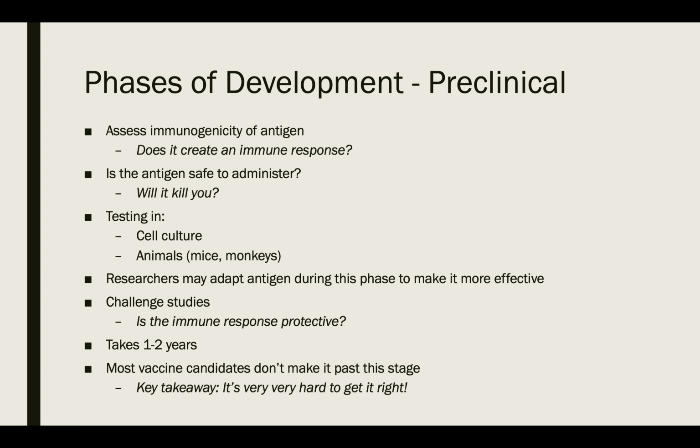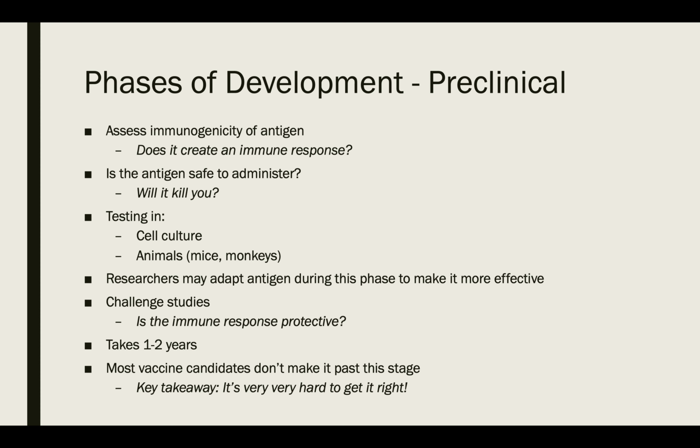It's also important during this phase to figure out, is the antigen safe to administer? Will it kill you? So obviously that's important. All of this testing happens in cell culture or in animals, mice or monkeys. It's mostly going to be mice at this stage. Researchers may adapt the antigen during this phase to make it more effective. So if they have an antigen and it doesn't create a really strong immune response, they may change it a little to see if it will then create a strong immune response.